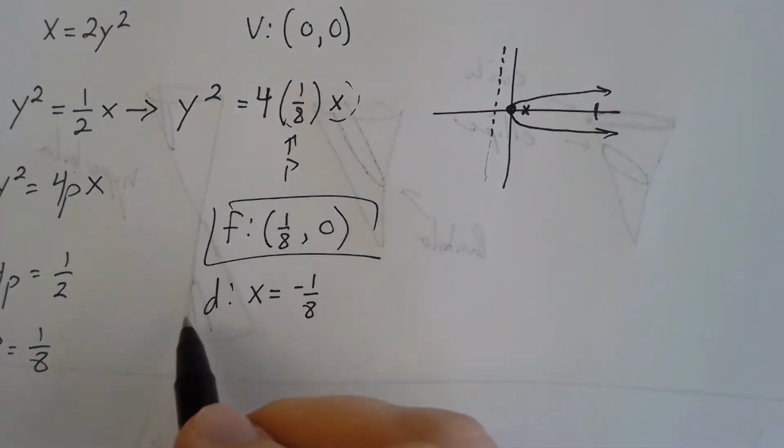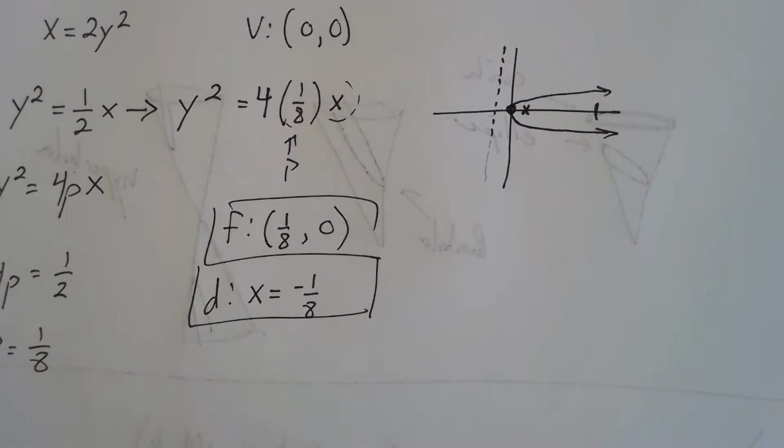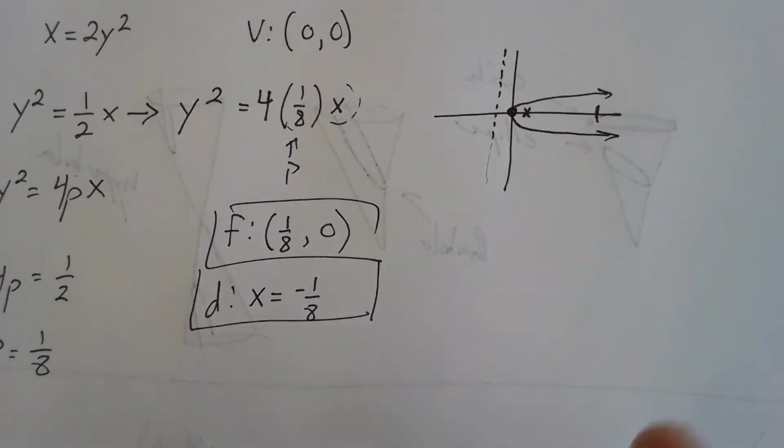And again, it is the equation of a line, so it must be x equals. It can't just be negative 1/8. It can't just be a point or anything. It has to be the equation x equals negative 1/8.